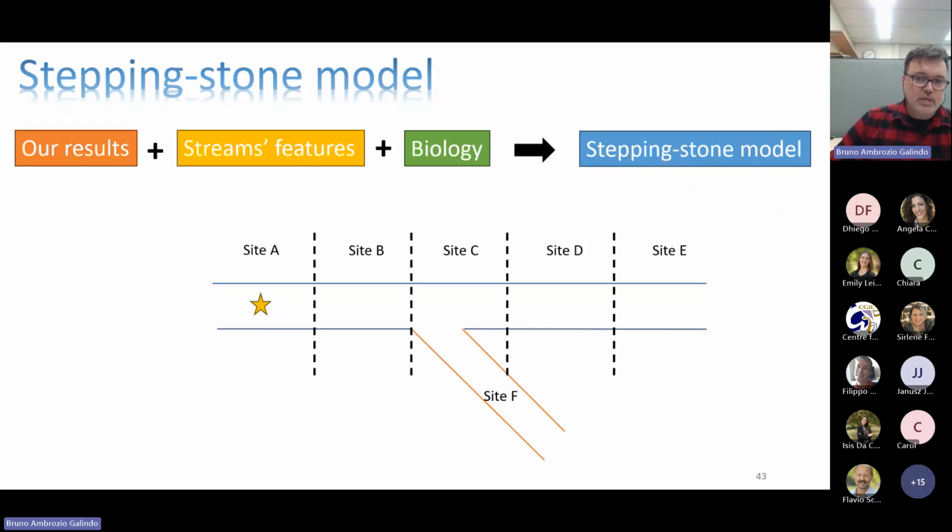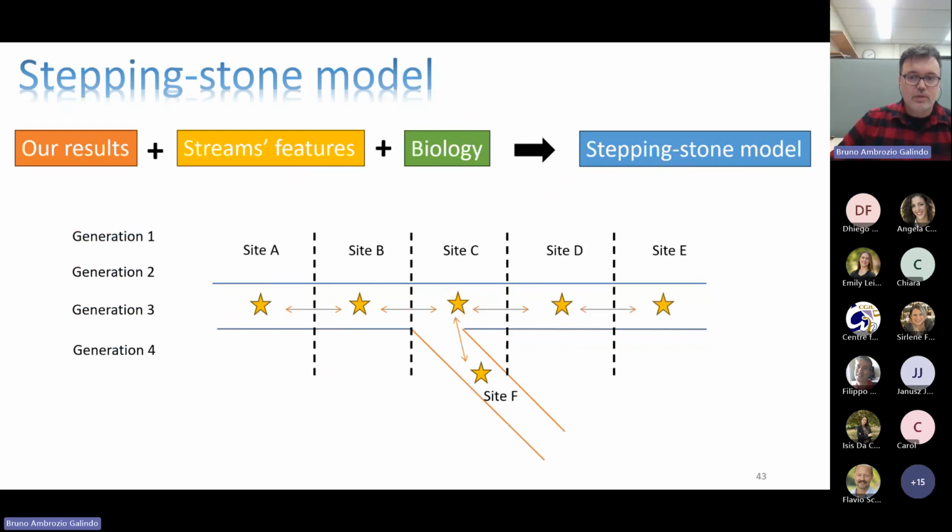What's the stepping stone model? The stepping stone model is a gene flow model where each collection site, each population, will exchange alleles only with the next population. So this population only exchanges alleles with these, site C only with sites D and B, and so on. So this model of gene flow fits pretty well with our findings.